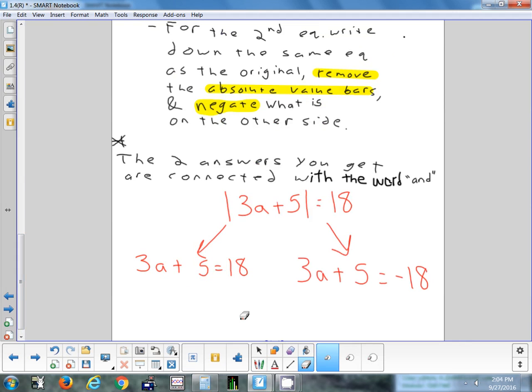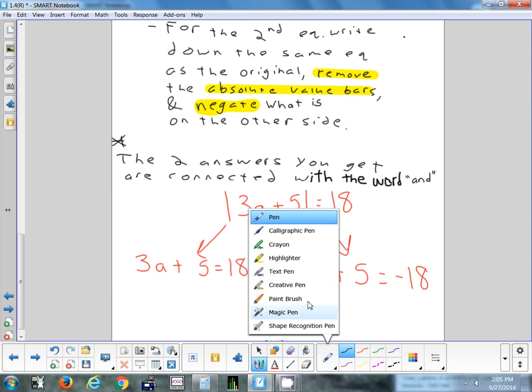I take it, I split it up. The first one is equal exactly to the original equation, just with no absolute value bars. The second time I write it, same exact thing up until after the equal sign. What's after the equal sign has to be made negative. That's the only thing that's changing. Other than that, it's exactly the same. No absolute value bars, make it negative.